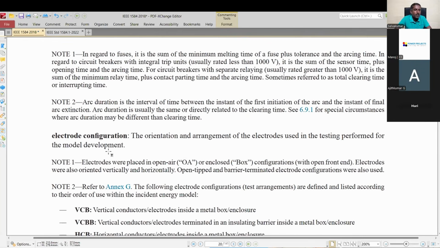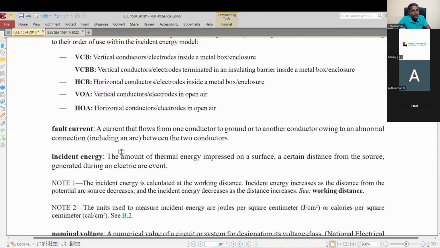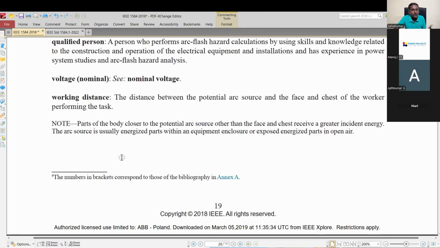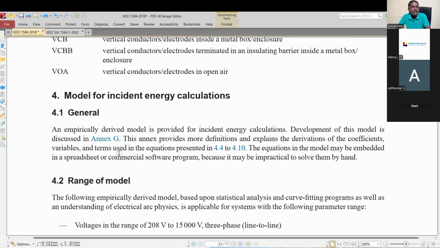Electrode configurations: we will be seeing that there are five different electrode configurations: VCB, VCBB, HCB, VOA, HOA. That is vertical conductor with a barrier, horizontal conductor, and so on. We have an image where we can see vertical open air, horizontal open air. There are five different configurations. Based on the electrode configurations, the incident energy will be different, and the arc flash boundary will be different. These are some definitions and acronyms which you can go through, but let's try to understand.